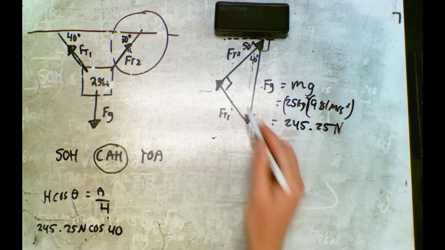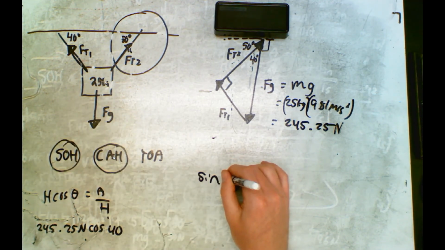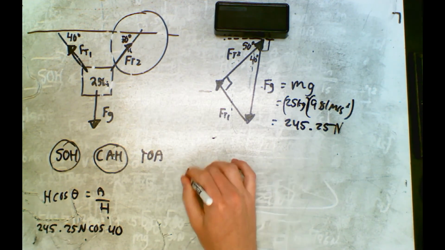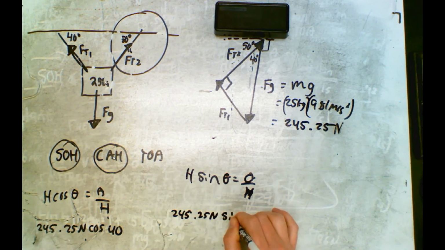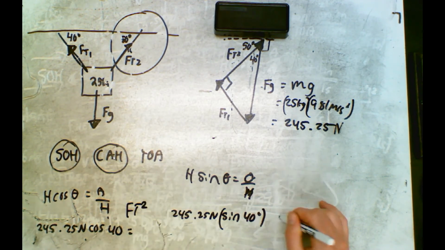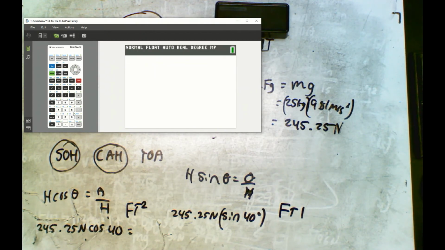And then FT1 is going to be opposite over hypotenuse, so sine theta equals opposite over hypotenuse. I want to find opposite, so I move hypotenuse up there. So it's going to be 245.25 newtons, and it's going to be sine 40 degrees, like that. Okay, so this is FT2, and this is FT1. So I'll type both of those into my calculator. So FT2 is going to be 245.25, and it's going to be cos of 40.